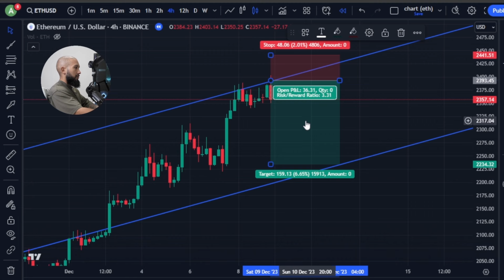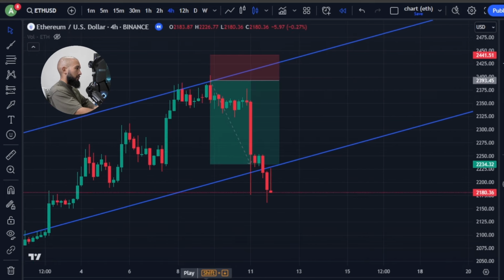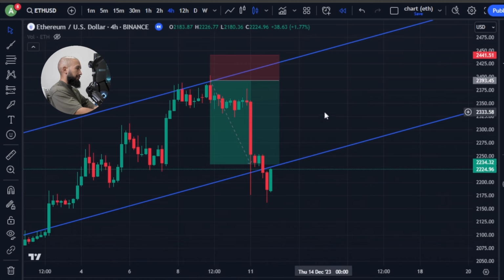That would set us up for a trade with a risk reward ratio of 3.31, meaning for every dollar we risked, we would make in return $3.31 if the trade went in our favor. And if it didn't go in our favor and hit our stop loss, we would then lose 2% of our position size. So if this trade was to play out, we'd see that it actually go pretty well. You see reverse in price, and we actually come all the way back down to the bottom of the channel.